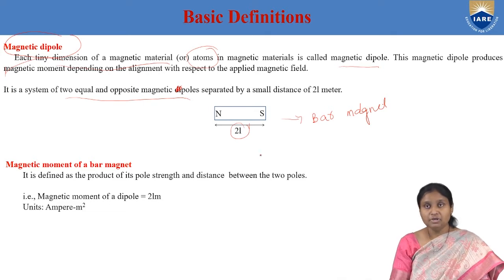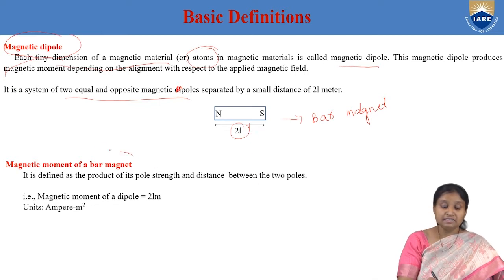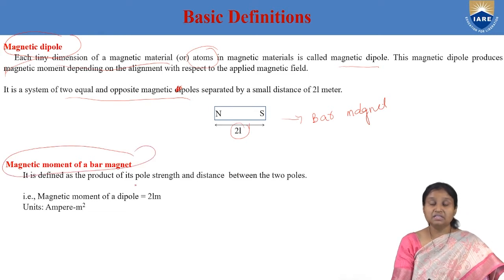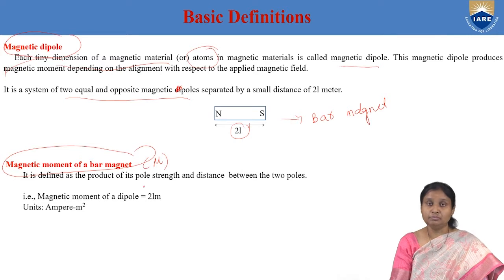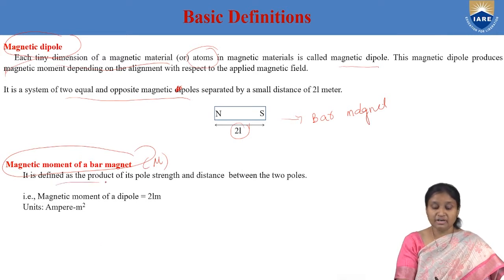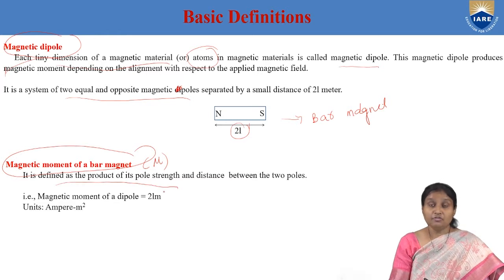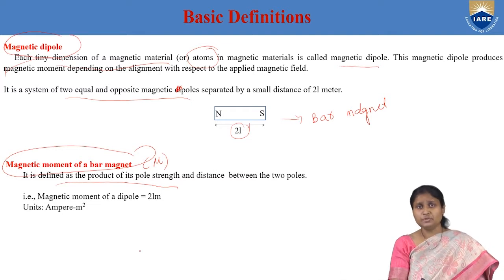Now, because we are talking about a bar magnet, where we have two equal and opposite poles separated by a small distance, in such a case how can we get the magnetic moment? Usually magnetic moment is represented by the symbol mu. Generally it is defined as the product of its pole strength and the distance between the two poles. So what exactly is pole strength?